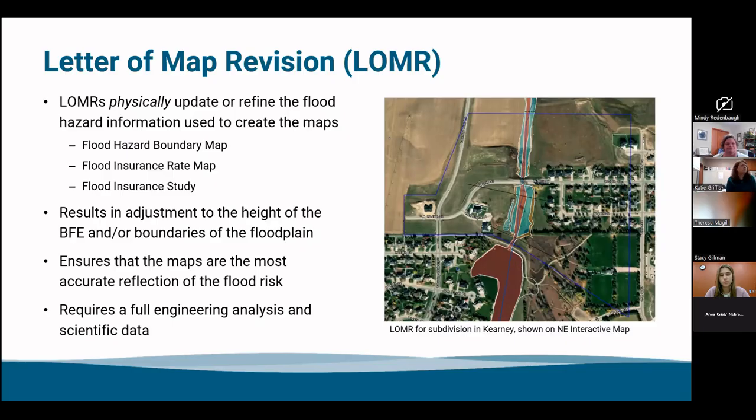It's really a revision of the flood risk, and it requires a full engineering analysis and scientific data to go through with this change. Now, you'll see the photo on the right. This is how it will appear on our interactive map. There's a blue polygon that outlines the perimeters of the study, and everything within that shows how the floodplain has been revised.